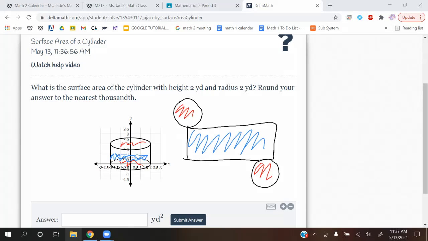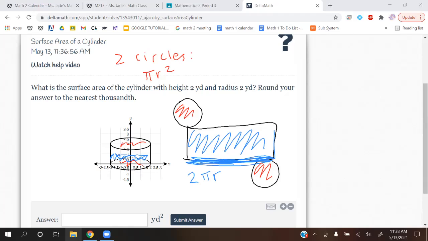And so the area of a circle, you have two of them, but the area of a circle is pi r squared. And then the area of this rectangle would be length times width. So this side length over here is the length of 2 pi r. Now you might recognize that formula because it's the formula for a circumference.